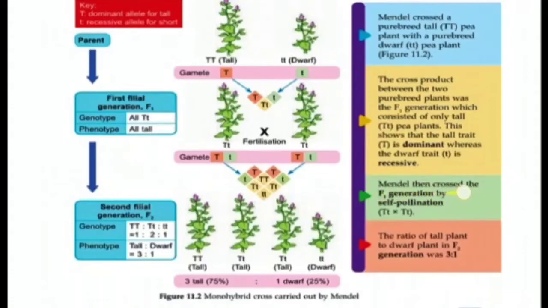Mendel then crossed the F1 generation by self-pollination, and the ratio of tall plant to dwarf plant in the F2 generation was 3:1. So in the second generation, F2, the genotype is both capital T, small t, and both small t. And the phenotype ratio of tall to dwarf is 3:1.